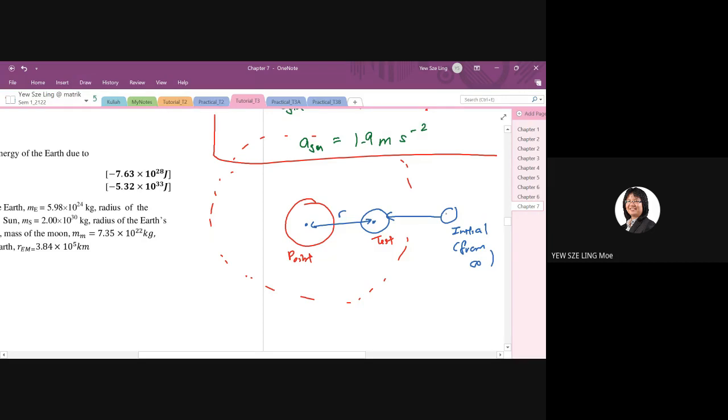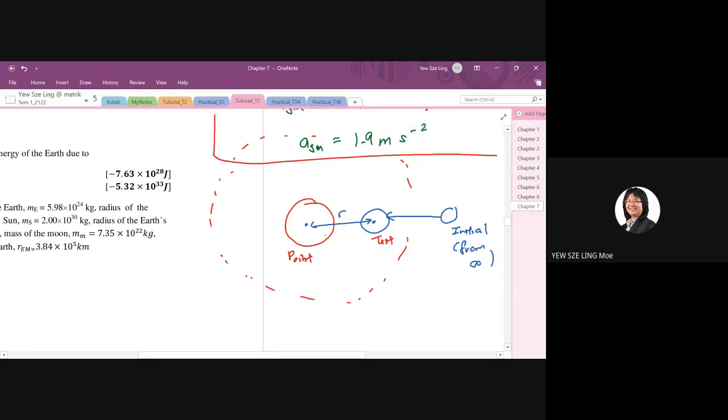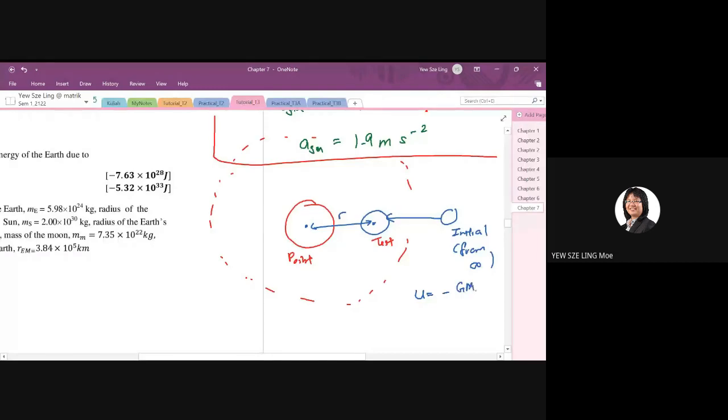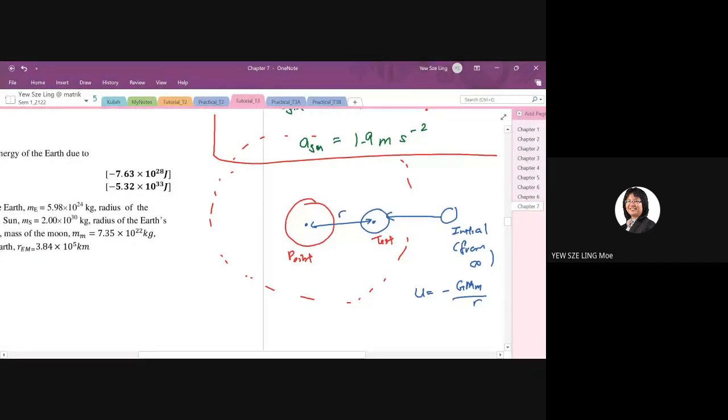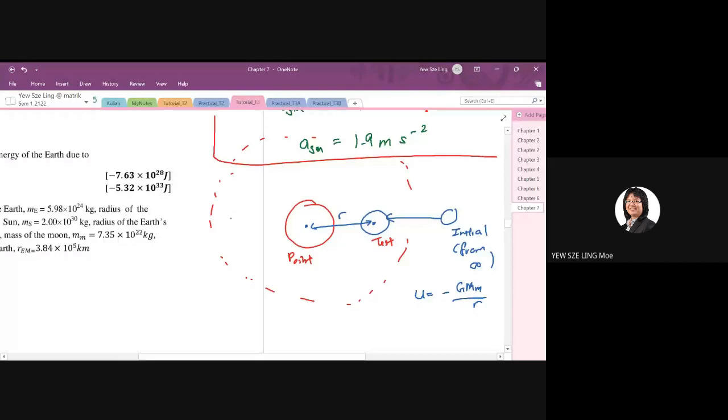All right, and then what else do we have? Now this is infinity. From infinity, to place it at a location that is r from the point mass, we need to calculate the work done needed, which is U equals negative GMm over r. This is the amount of work needed to bring it from infinity into the field around the point mass. What if the object, the mass, is already inside the field?